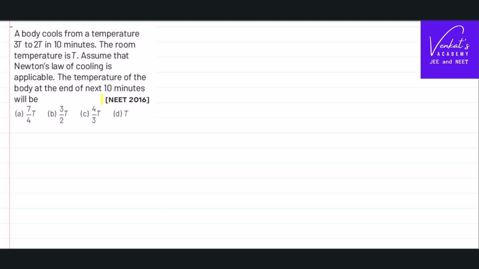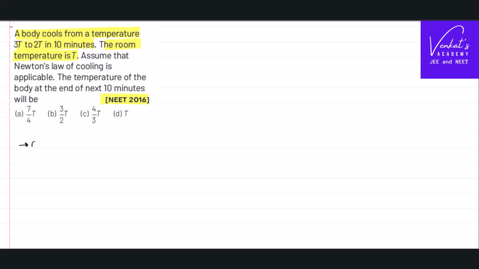This is a NEET 2016 question in thermal properties of matter based on Newton's law of cooling. The problem is like this: a body cools from temperature 3T to 2T in 10 minutes. The room temperature is T. Let me stop here for a minute and explain how we understand that.